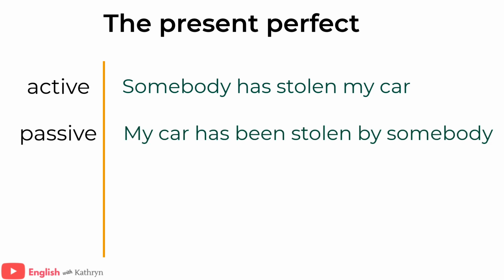Yes, my car has been stolen. We need the "has," it's the present perfect. So we need to put the verb "to be" in the present perfect, "has been." And then we always need the past participle with the main verb. We're going to skip the present perfect continuous because we don't really use this in the passive form.